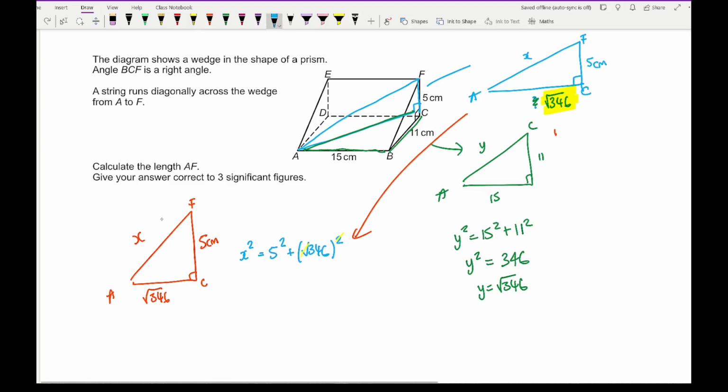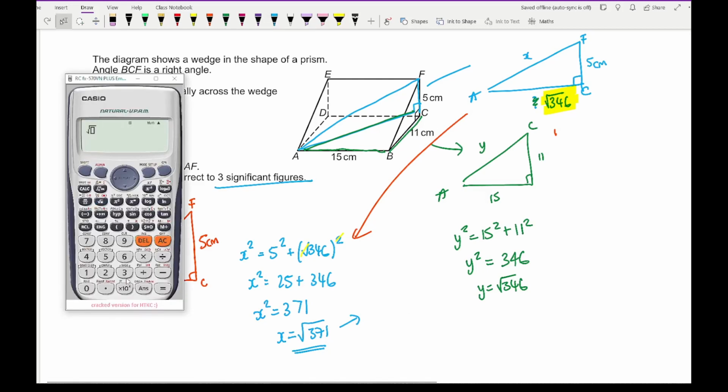So what I'm left with is that x squared equals 25 plus 346. And if I add those two numbers up, I'm going to get 371. And then x equals the square root of 371. So if I want to leave my answer as a surd, then that's what I'll do. But the question's asking me to write the answer to 3 sig fig. So on the calculator, square root of 371 equals, and I get an answer of 19.3.